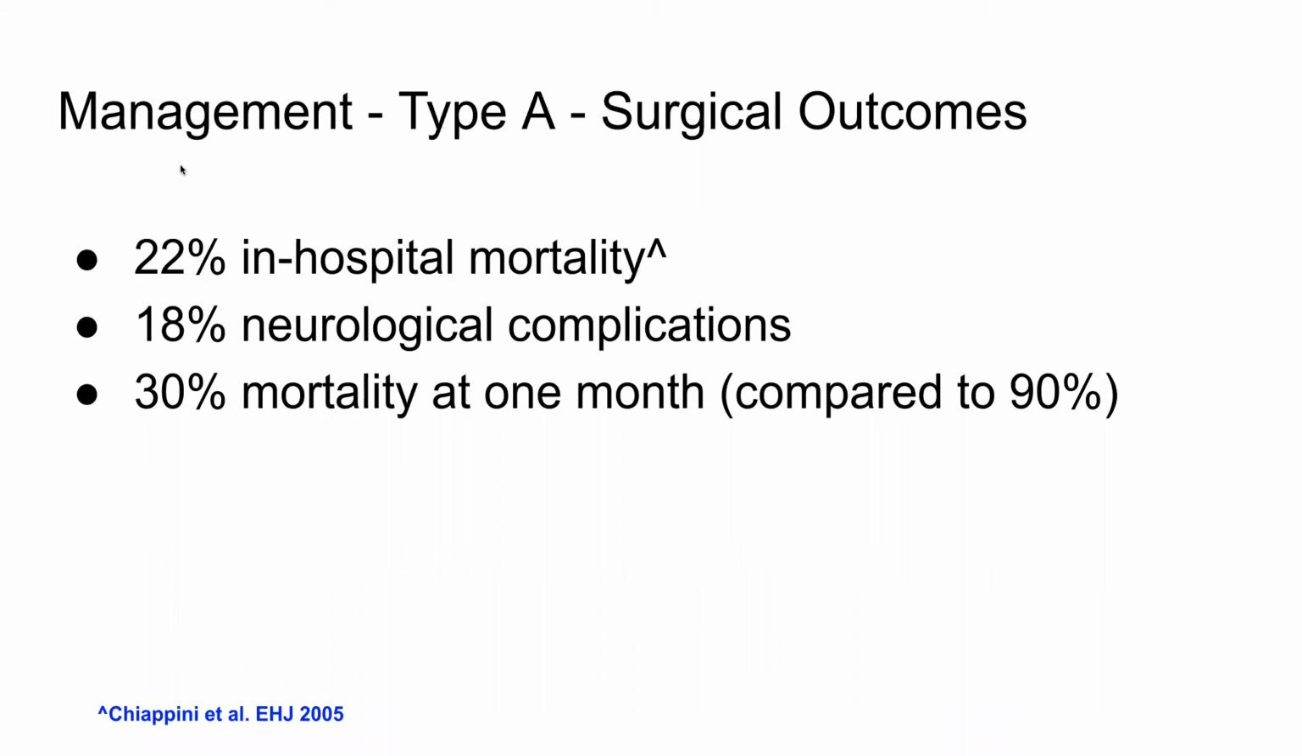This is 22% in excellent hands. Okay, the fact that you took him to surgery does not mean that the surgery killed him. Okay, the reason he died is because he came with a very bad condition. But it's very important when you communicate the expectations with patients. 18% may have neurological complications.